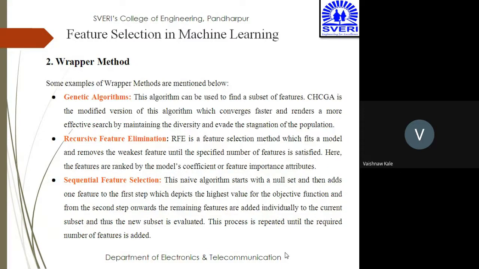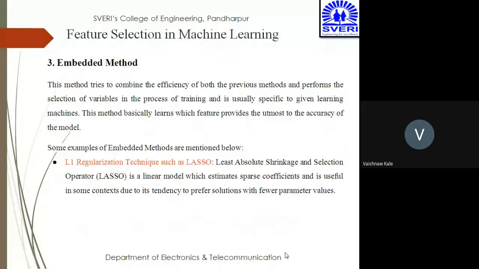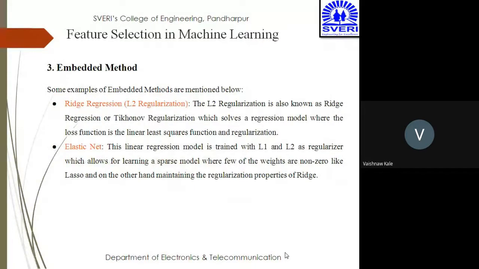Some examples of wrapper methods are genetic algorithms, recursive feature elimination, and sequential feature selection. Then the embedded method is a combination of the first two methods, that is the wrapper method and the filter method, to improve efficiency compared to both previous methods. The combination of the two methods helps you get the features which will give the utmost accuracy of the model. Some examples of embedded methods are L1 regularization techniques such as lasso, then ridge regression, that is L2 regularization, then the elastic net.